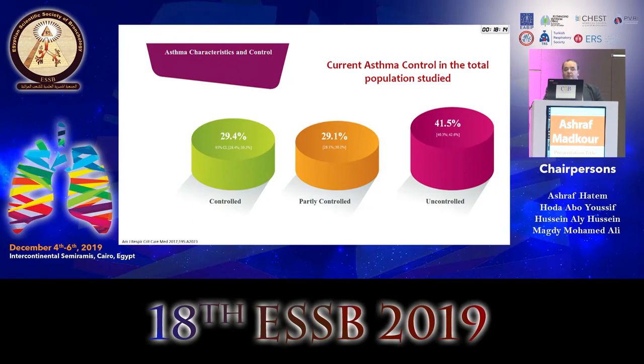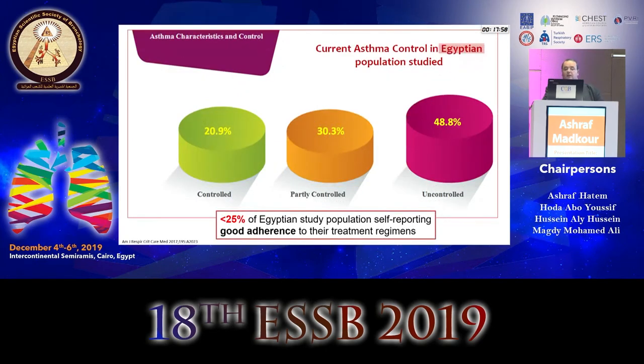ليفل كنترول في الميدل ايست، في كل الكانتريز كانت الليفل اوف كنترول اونلي 29% هم اللي كنترولد. الانكنترولد كانوا 41% والبارشلي كنترولد 29%. ففي الحقيقه للاسف 30% فقط في كل الريجن. وات اباوت ايجيبت؟ ايجيبت كان الكنترولد 20% فقط، كان في تقريبا 78% انكنترولد او بارشلي كنترولد، ودي رقم كبير جدا. واقل من 25% اوف الايجيبشن بوبوليشن كان عندها جود ادهرنس تو ذا تريتمنت، وده يفسر ليه ان هو الليفل اوف كنترول كان واطي.